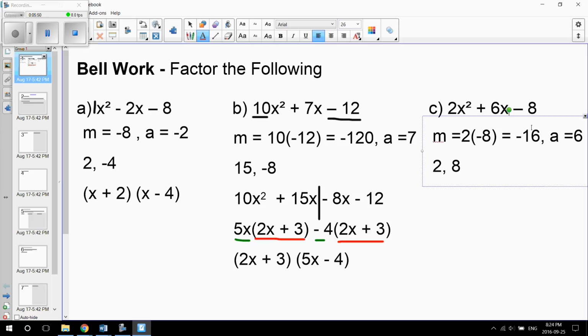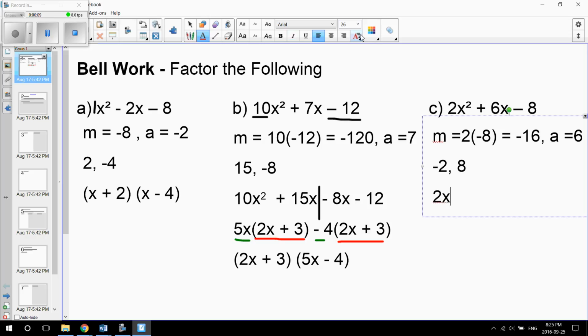But again, the multiplied number is a negative number, so one of these two numbers needs to be negative. And we see that our add value is positive, so that means our smaller number is going to get the negative. And again, because there's that 2 in front of that x squared, we need to do the decomposition part.